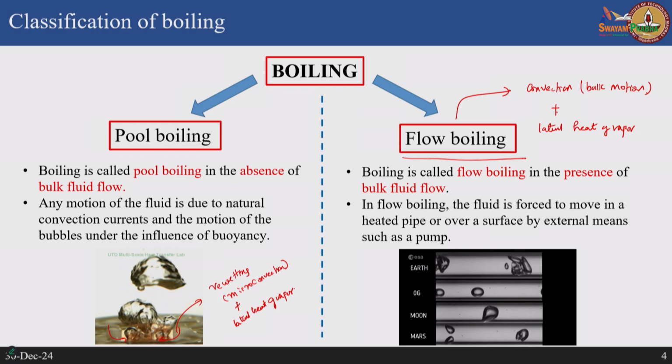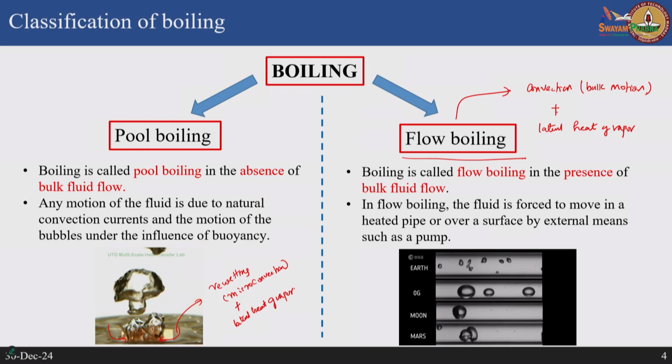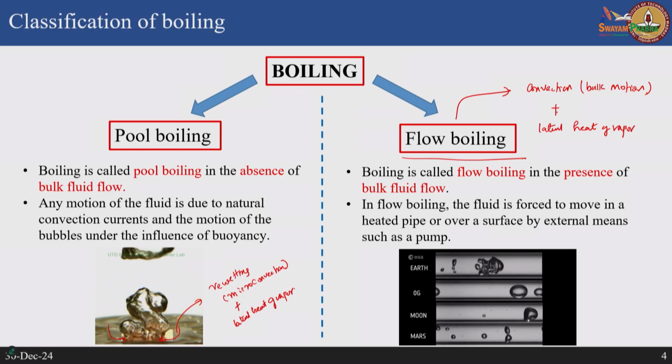So, now you can imagine that flow boiling will be much more effective than pool boiling in augmenting your heat transfer coefficients, because you are not using only the latent heat of vaporization, but also certain things are happening when there is a bulk motion of the fluid. We will see what those things are. Of course, as with any forced convection mechanism, you need an external pump to drive this. So, that is one difference.